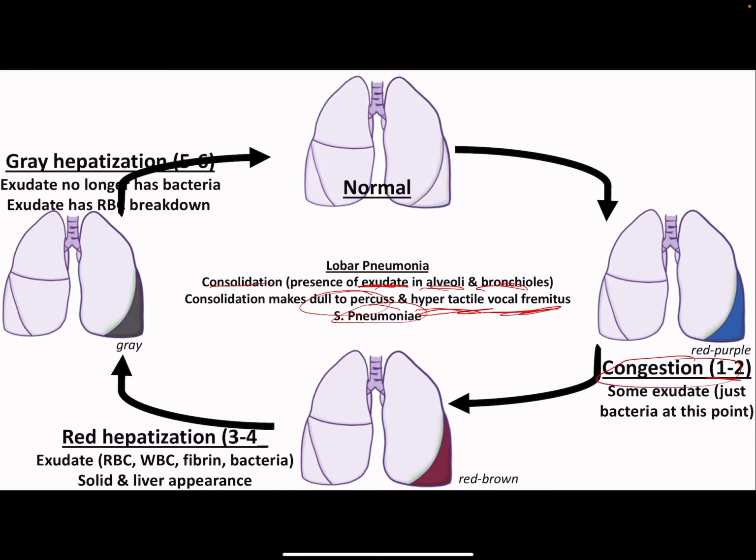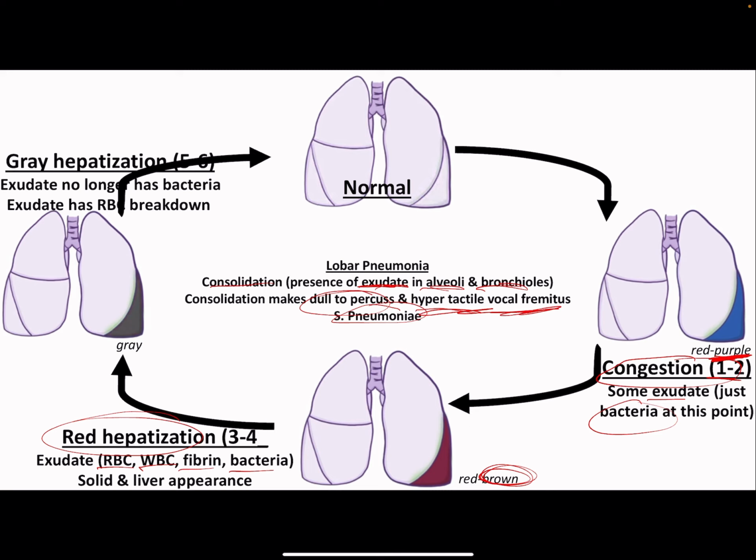The congestion for the first 2 days is kind of a red-purple. I'll put emphasis on purple because it's red in 2 phases. There's some exudate at this point, but it makes sense that this is mostly just bacteria because you just got infected. Your immune system has not mounted a response. After 3 to 4 days, we have what's called red hepatization. Now it's sort of a brownish color. Now the exudate has red blood cells, white blood cells, fibrin, bacteria. So clear signs of a proper immune response.